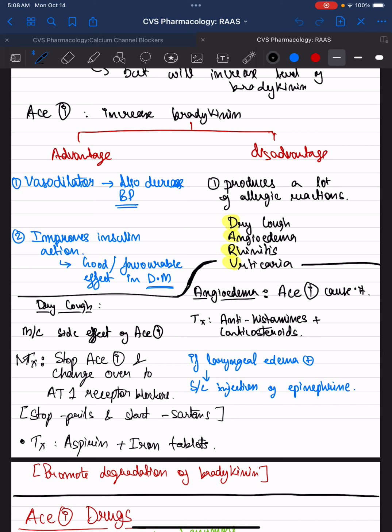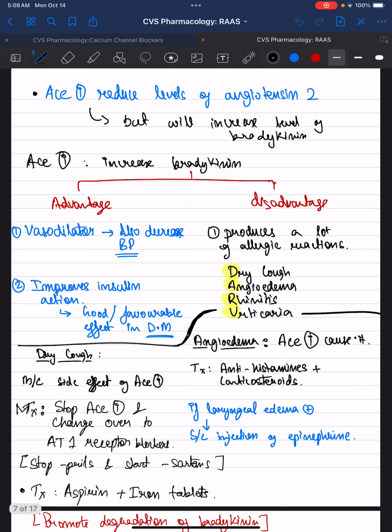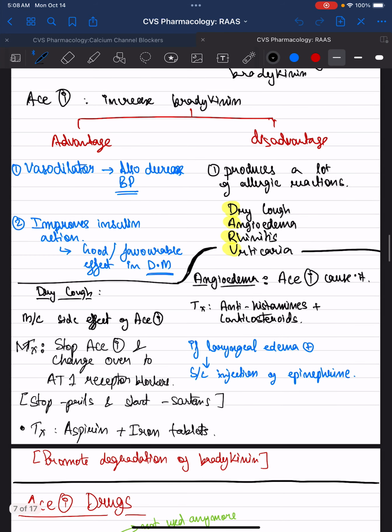But if you want to treat the dry cough there and then, you should give aspirin and iron tablets to promote the degradation of bradykinin. Now, what are the advantages of increased bradykinin levels caused by ACE inhibitors? Increased bradykinin has a vasodilatory effect, so it will also decrease the blood pressure, and the second advantage is it improves insulin action.